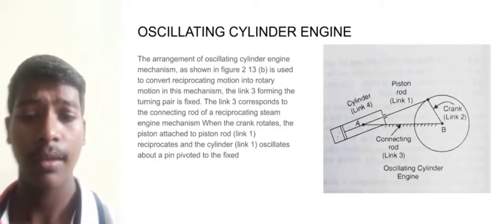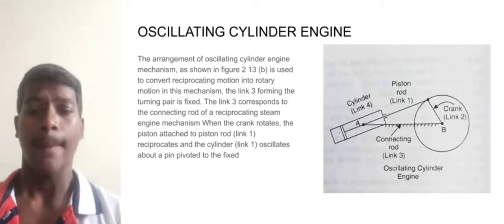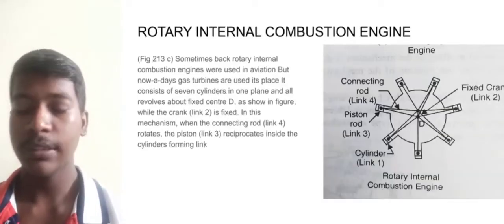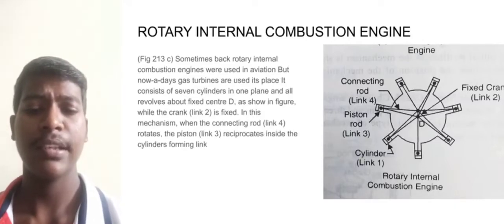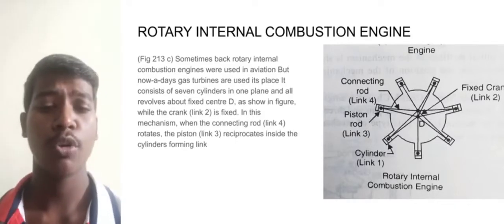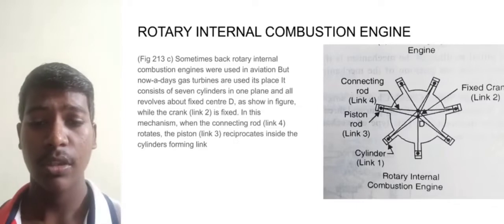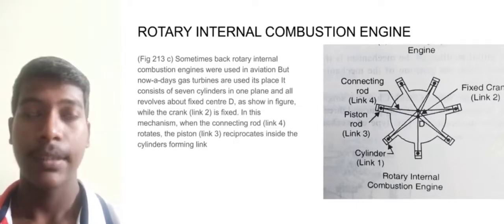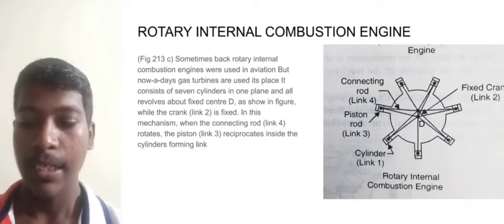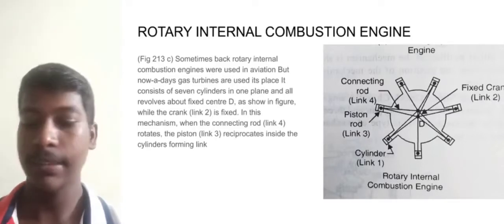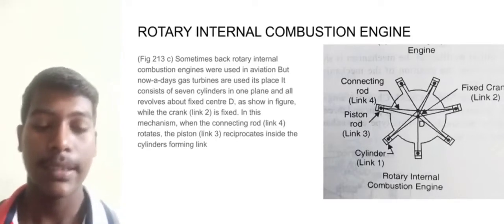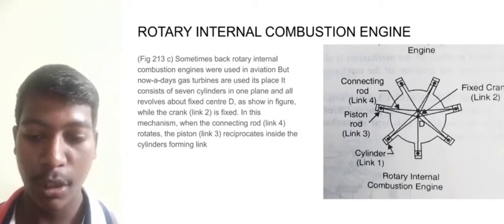The next is the rotary internal combustion engine. It is also called a four bar mechanism with four links. Link one is the cylinder, link two is the fixed crank, link three is the piston, and link four is the connecting rod.